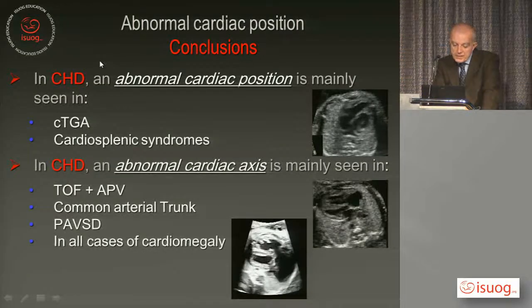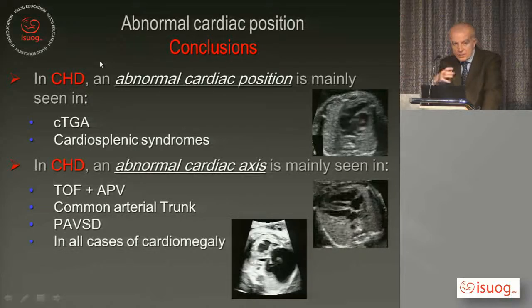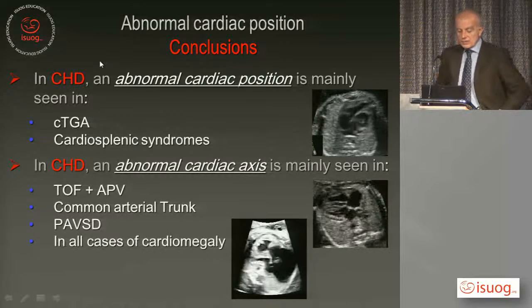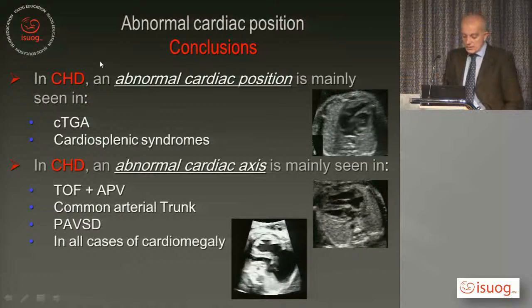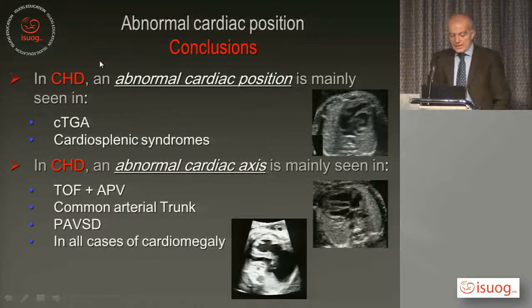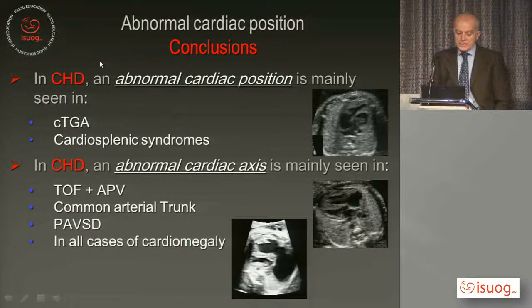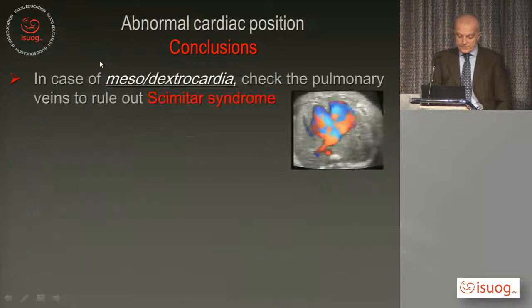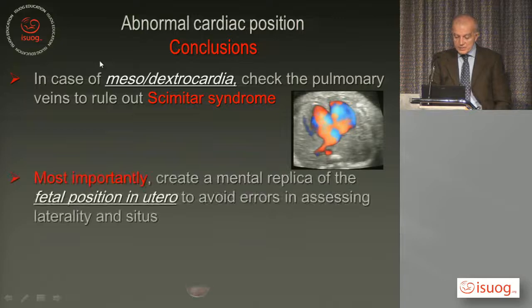In heart defects, an abnormal cardiac axis is mainly seen in complex conotruncal abnormalities, I would say, rather than in classic tetralogy of Fallot. And there is the problem of the accommodation of the increased volume of the heart within an inelastic thorax, in all cases leading to cardiomegaly. In case of mesodextrocardia, check the pulmonary veins to rule out scimitar syndrome.